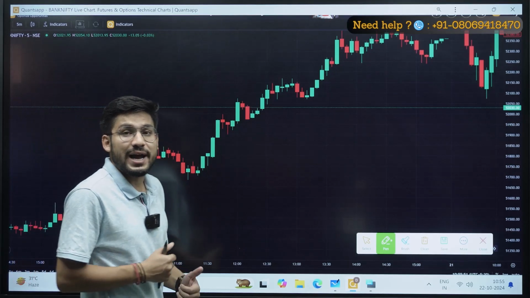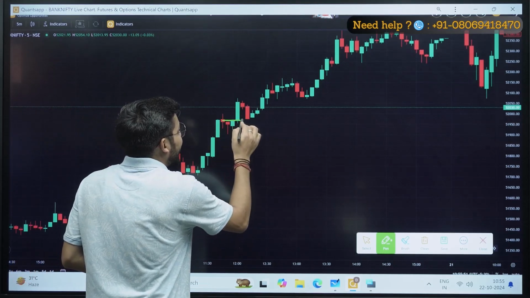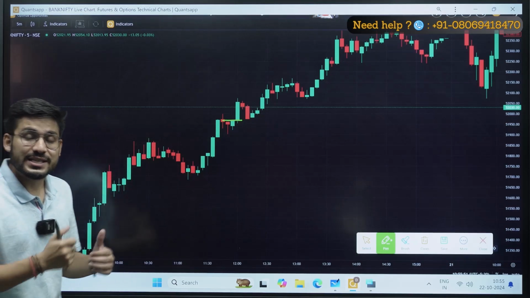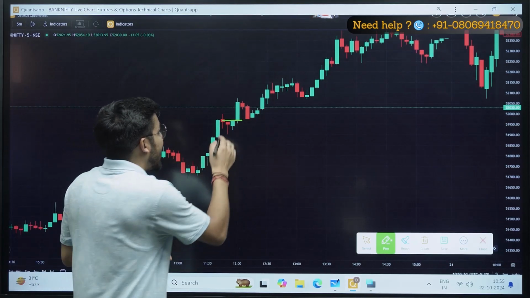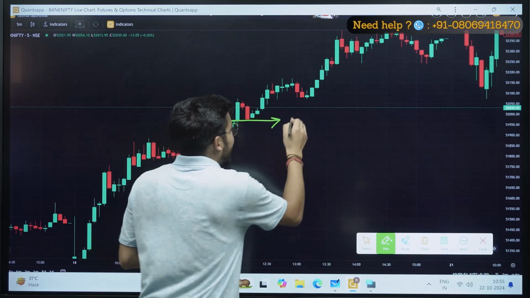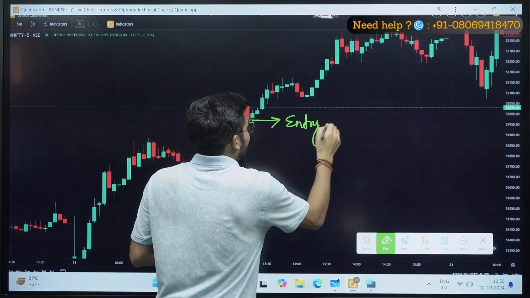So when I am going for the entry, the high of the candle, which is my bullish engulfing candle, which is engulfing the previous candle, so the high of that candle would be my entry point. Okay, would be my entry point.